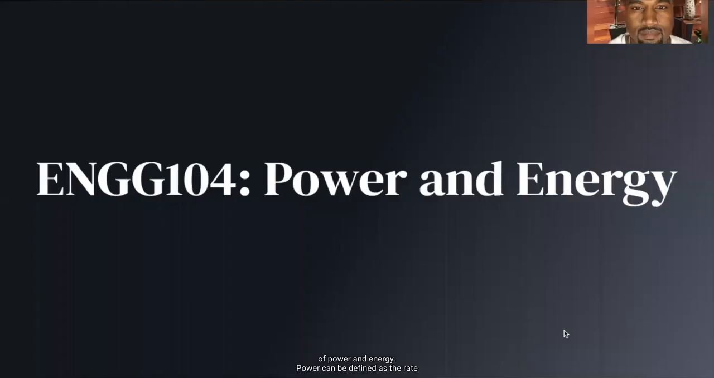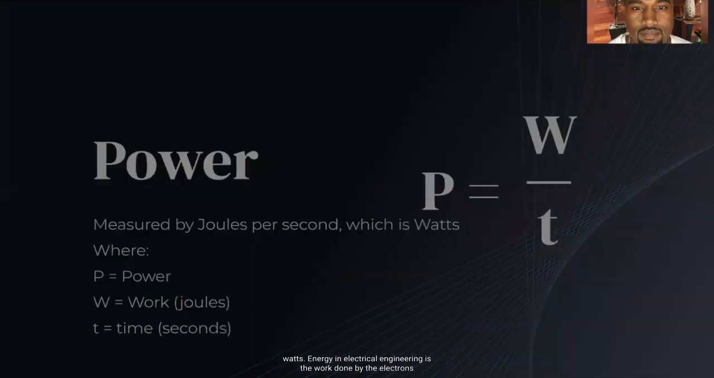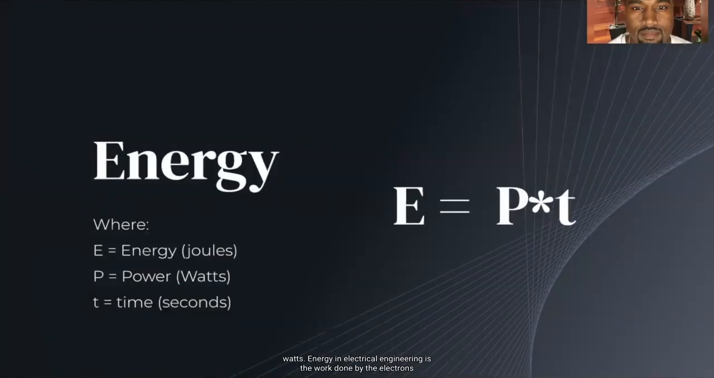Hey, it is me, Kanye West, and today I will be explaining the electrical concept of power and energy. Power can be defined as the rate at which energy is used. It is measured in units of joules per second, which is watts. Energy in electrical engineering is the work done by the electrons in the circuit, and is calculated by multiplying power by time, and its units are joules.